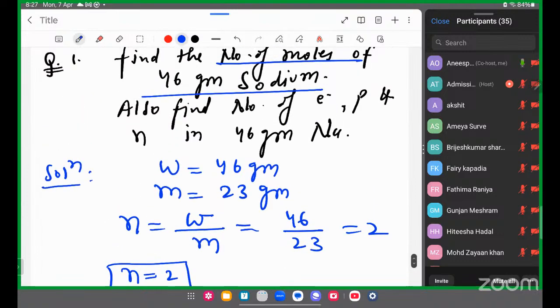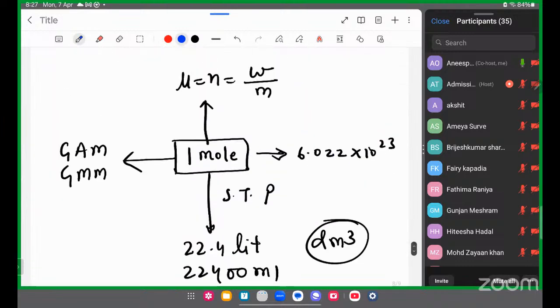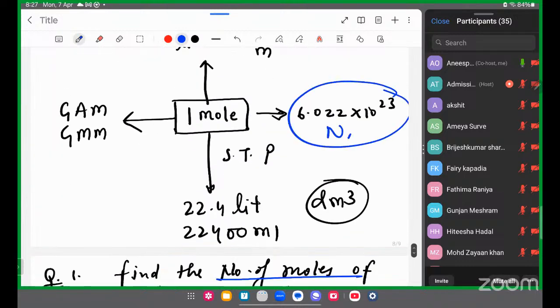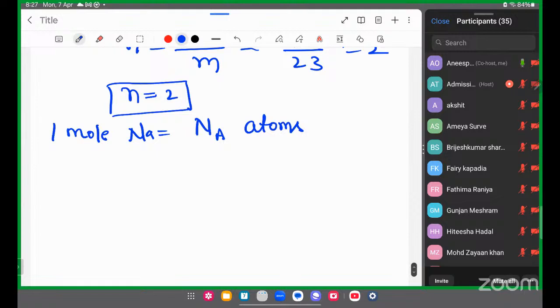Now the question is, we want to know how many electrons, protons and neutrons are there in 46 gram sodium. Because we are having 2 mole of sodium in this case, which implies that 1 mole sodium will have Na number of atoms, where Na is Avogadro number. This quantity is given by Na. If we have 1 mole of sodium, there will be Na atoms, and in case of 2 mole, there will be 2 into Na atoms.